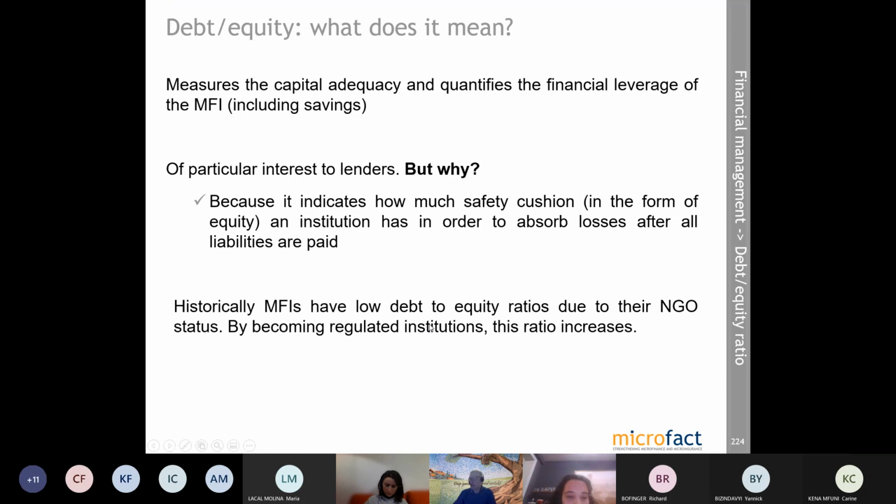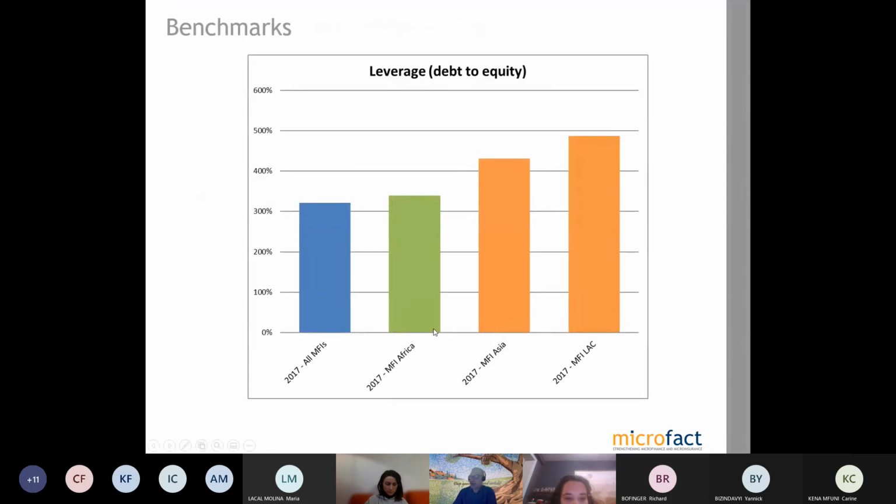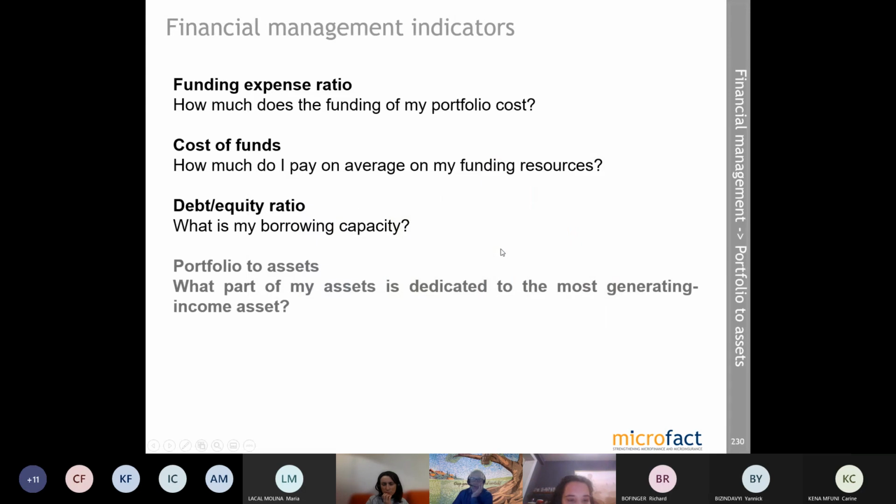In general, they have low debt to equity ratios. That's what we explained already. As here you can see the figures, 1 to 3, 1 to 5, quite conservative. So therefore it was always considered a good organization to make investments in, if everything goes well with the portfolio quality. And then the last one before we close, that's the portfolio to assets. How much of your assets is put into portfolio? We show you the figure.